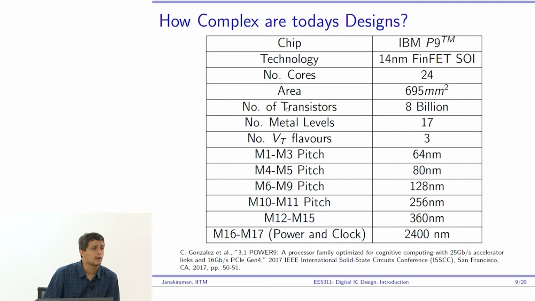What is the area of this microprocessor? It's about 695 mm square. It's about 25 mm by 25 mm, right? The size of a 10 rupee coin almost. That's how small it is. And what does this contain? 8 billion transistors.